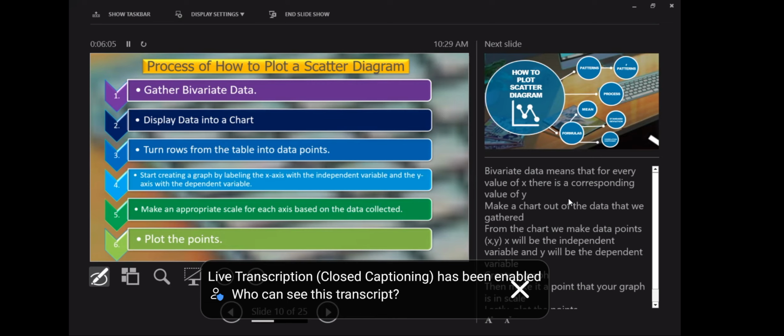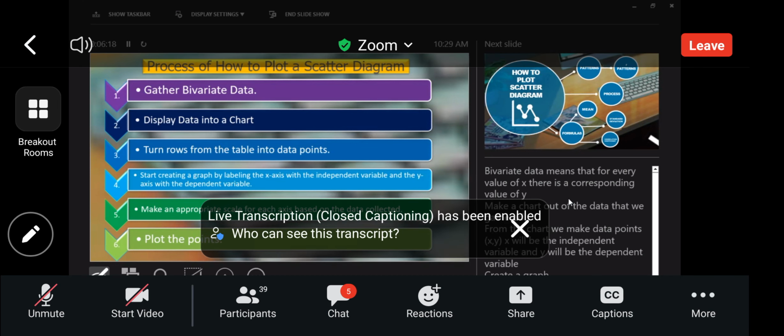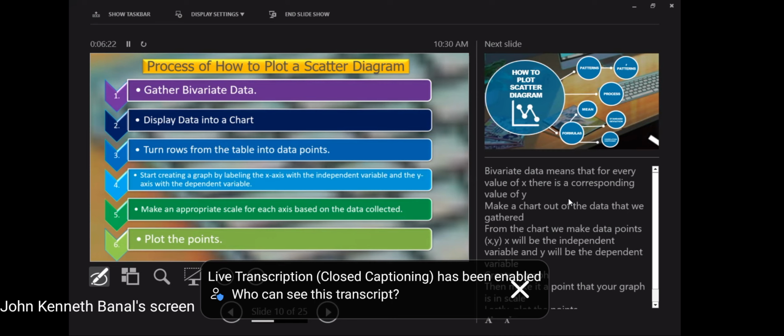Next po is display data into a chart. Gagawa tayo ng chart. Tapos po, yung third is turn rows from the table into data points. Data points, mag-assign tayo ng x and y. So si x po is magiging independent variable natin at si y naman is the dependent variable.